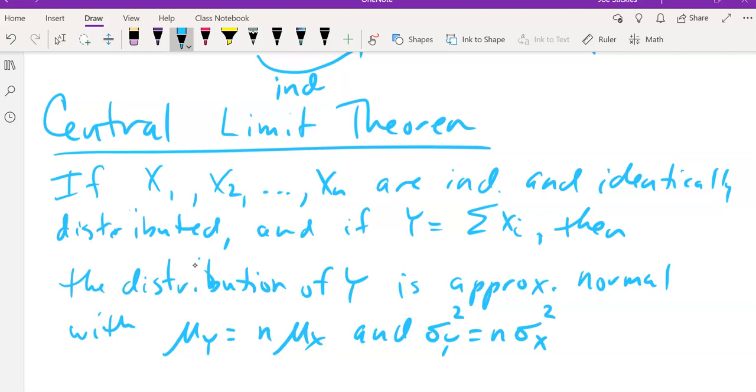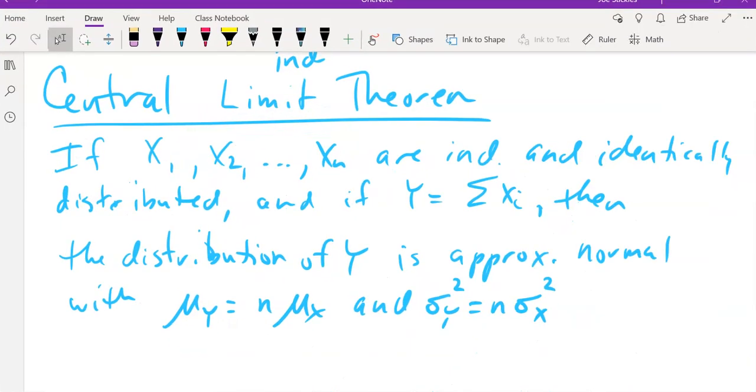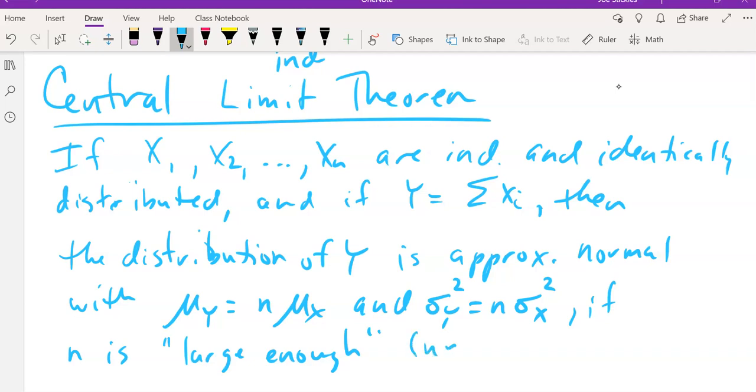I'm just using a common mu sub x for the common mean and the common variance for each of the x sub i's. It's approximately normal if n is, and I'm going to put this in quotes because I'm not going to worry too much about the theory behind it, large enough. And for our purposes, you need n about 30-ish.